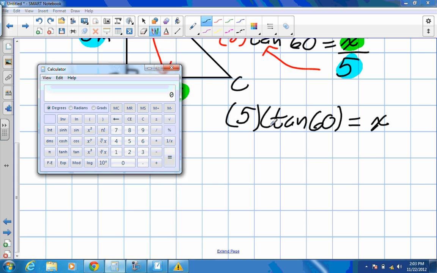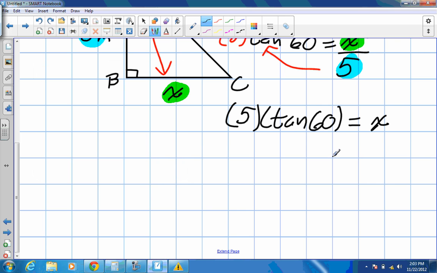So, 60 tan gives us this number, times 5, 8.66. So the measurement of that opposite side is 8.66. I think it's meters, so 8.66 meters.